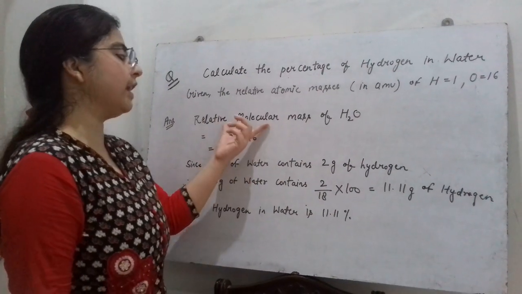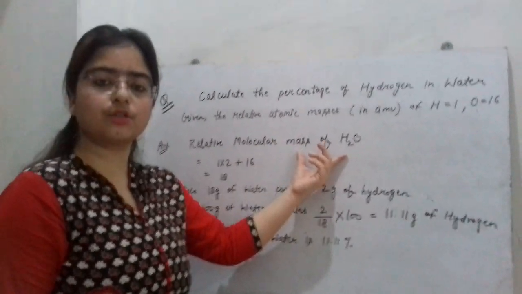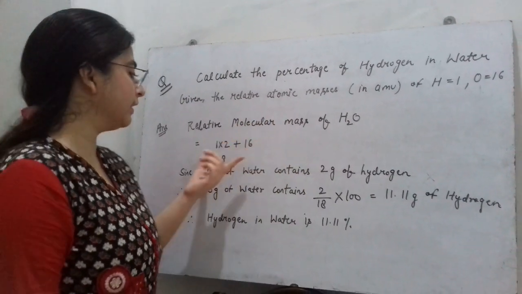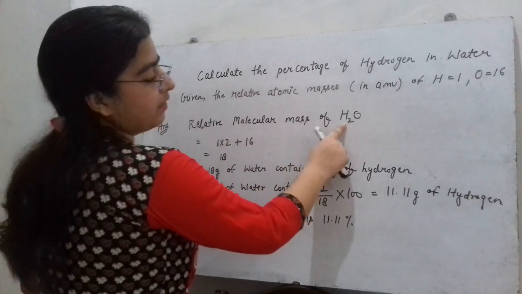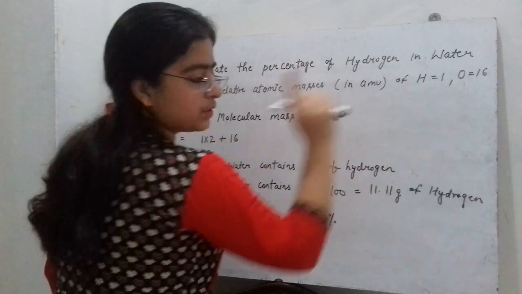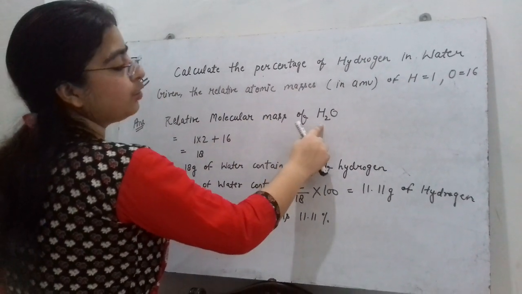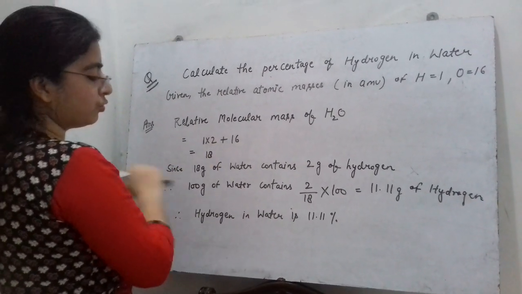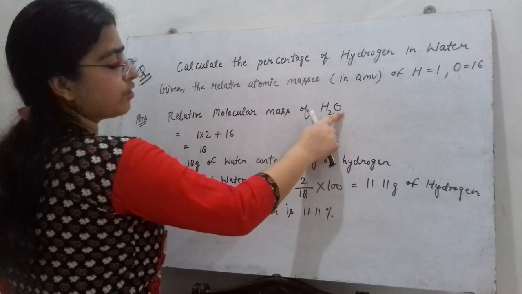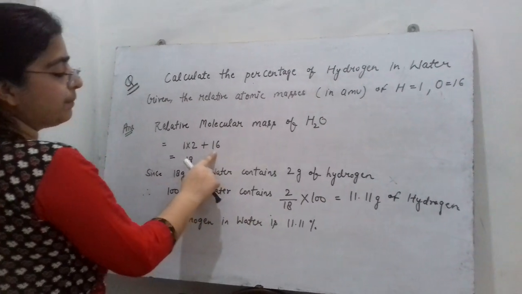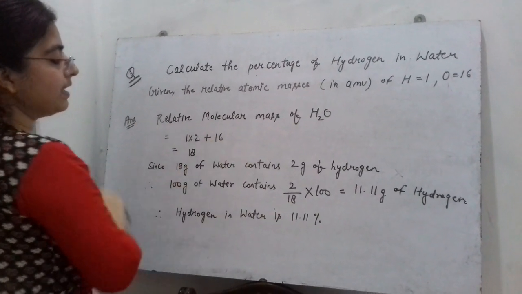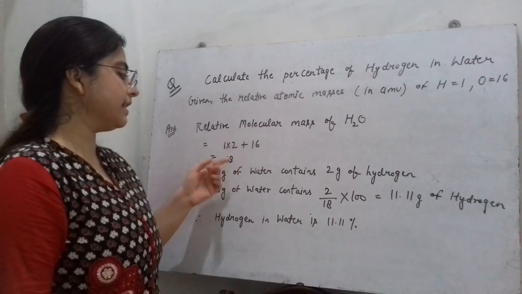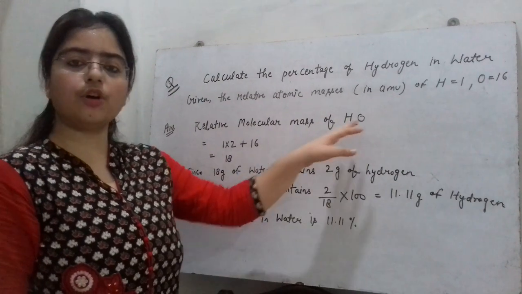So first of all, we will calculate the relative molecular mass of water, that is the gram molecular weight. The atomic mass of hydrogen atom is 1, but here 2 atoms of hydrogen are there, so total will be 1 into 2 plus 1 atom of oxygen is here and its relative atomic mass is 16, so plus 16. So we got 18 as the relative molecular mass of water.